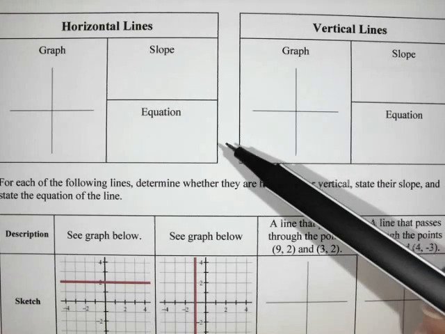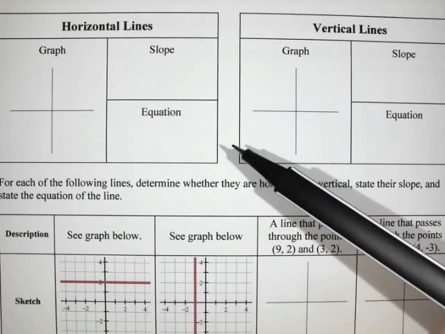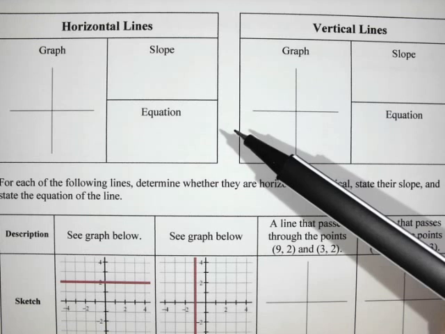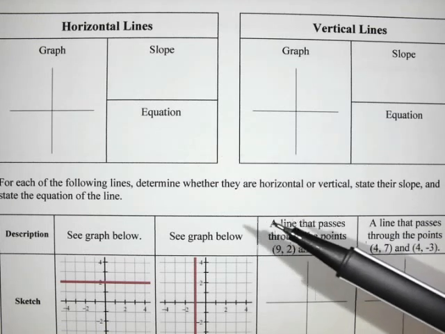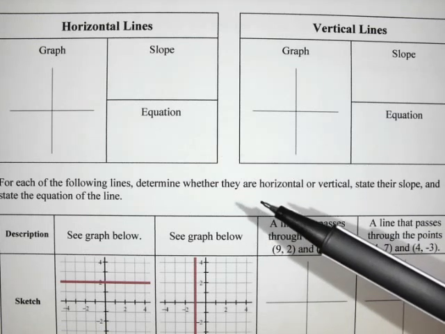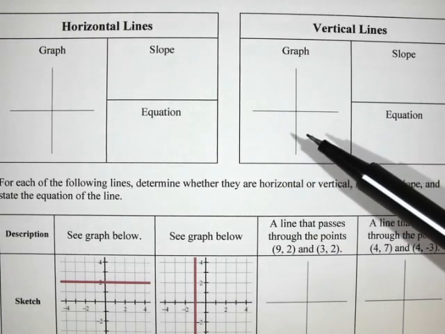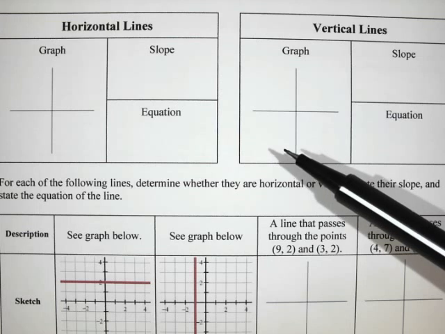This is part 3 of our lesson on horizontal and vertical lines. In our previous 2 videos, we looked at a horizontal line and a vertical line. We looked at their slopes and their equations and what they looked like. So we're just going to use this space here to summarize what we learned.